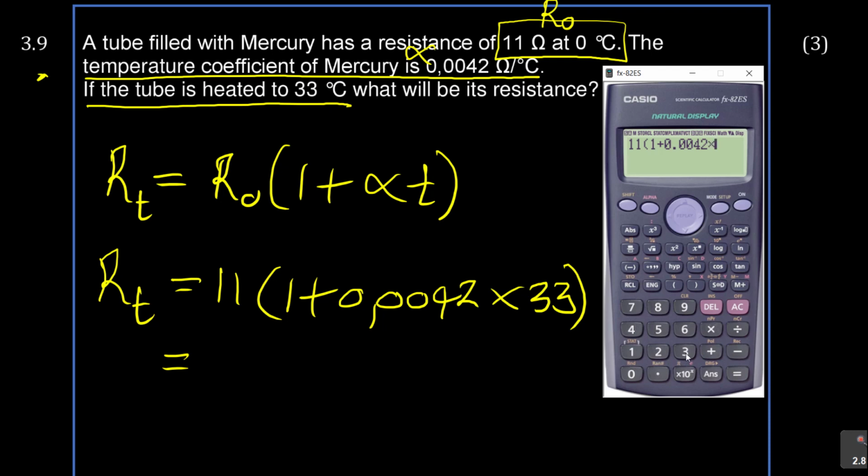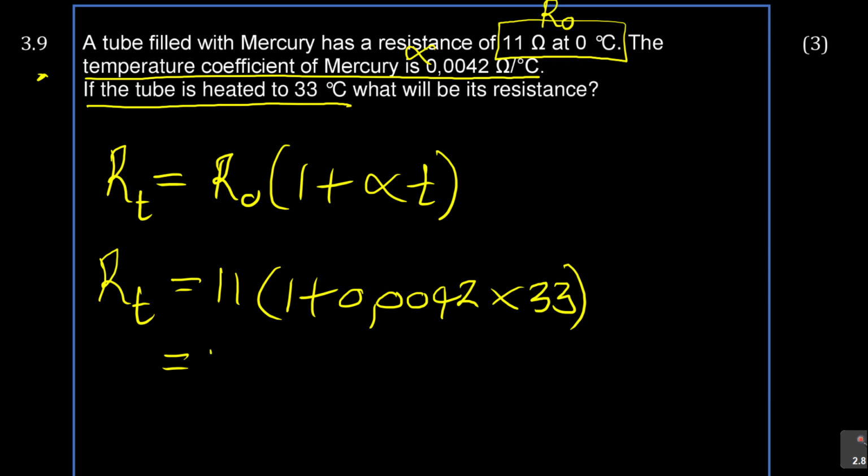0.0042 times 33. So that you can compare your answer against mine, 12.5246. I told you how to round off. Shift, setup, 6, and then 3 decimal places, which is 12.525. What are the units, guys? Ohms.